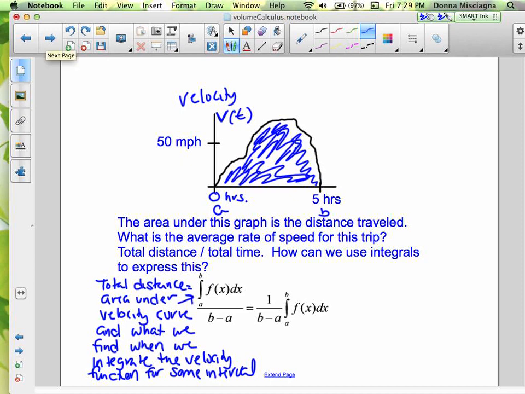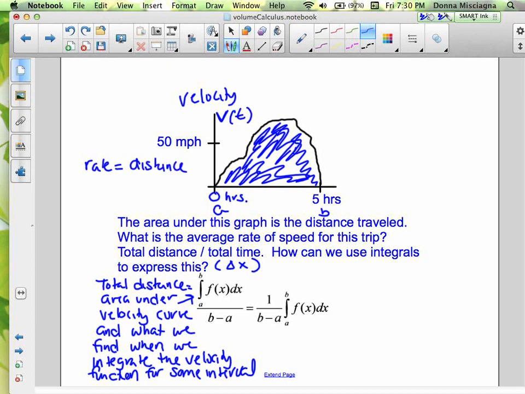Total time, that's just the change in time. So if we were to integrate and evaluate the velocity function and divide by the change in time, we would have the average rate of speed. Because all the average rate of speed is the total distance versus the total time. Right? Speed. So rate equals distance.